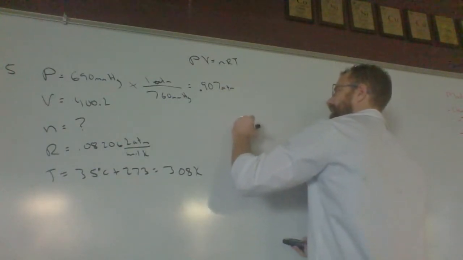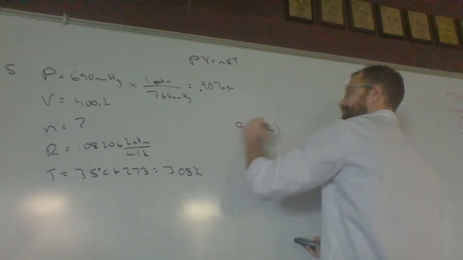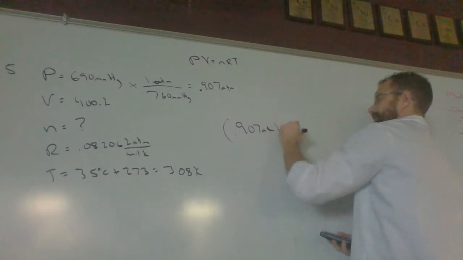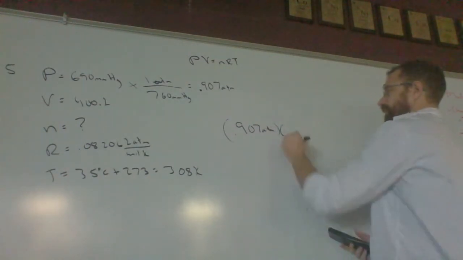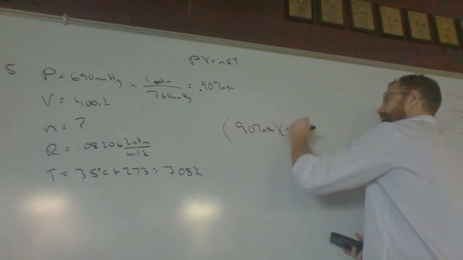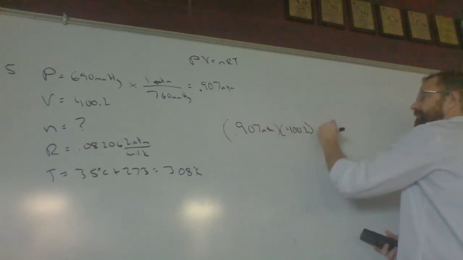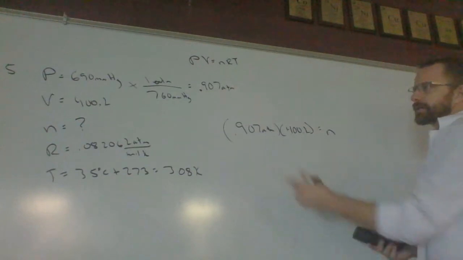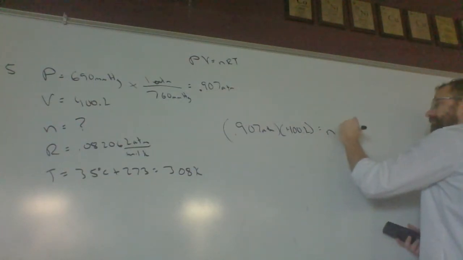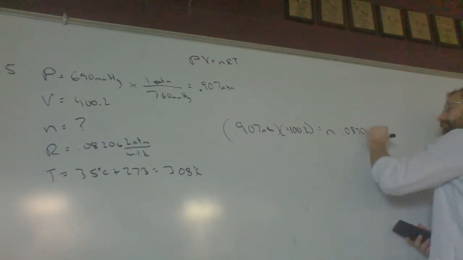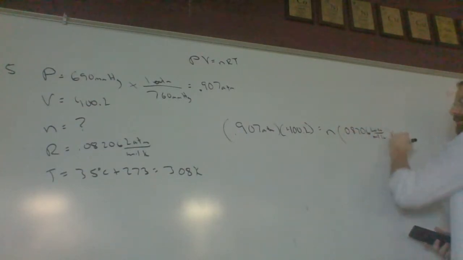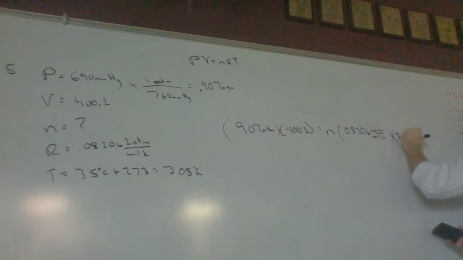So 0.907 atmospheres, that's my pressure, times my volume, my 400 liters, equals that number of moles that we want, n, times 0.08206 liters atmospheres per mole Kelvin. And then lastly, our temperature, 308 Kelvin. Hopefully I'm still on the screen. Hey, look at that, I'm still on the screen. It says 308 Kelvin there if you're having a hard time seeing that.